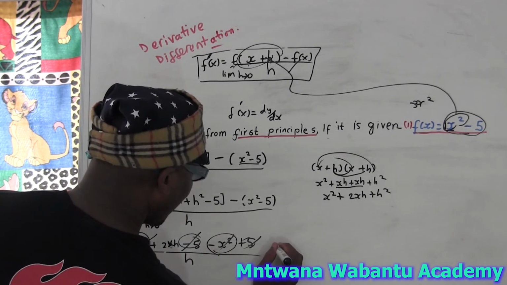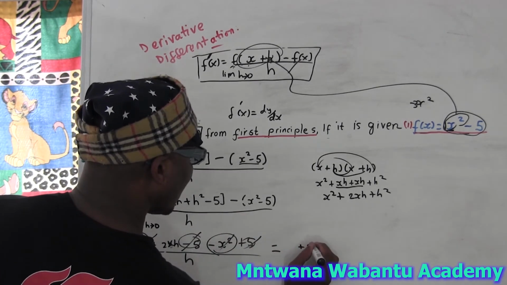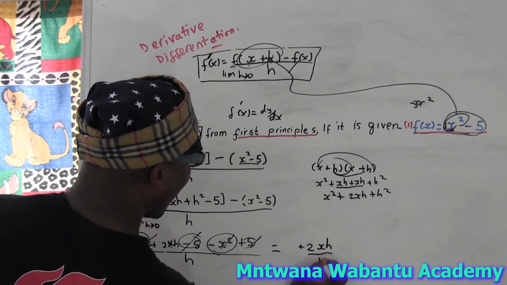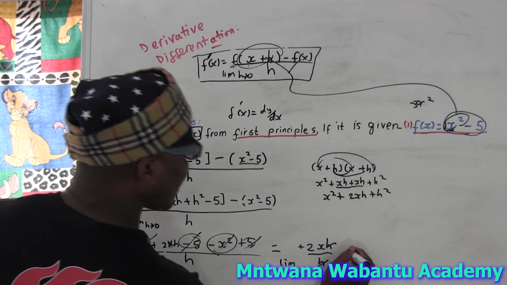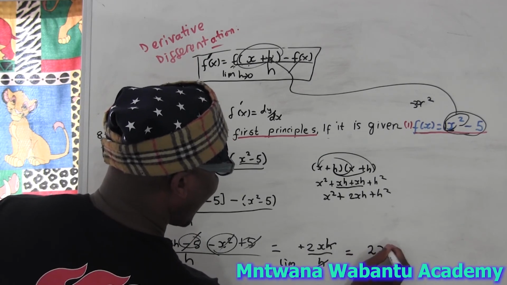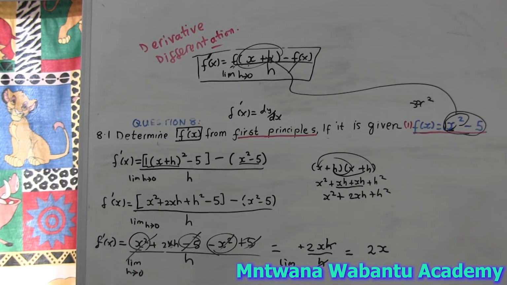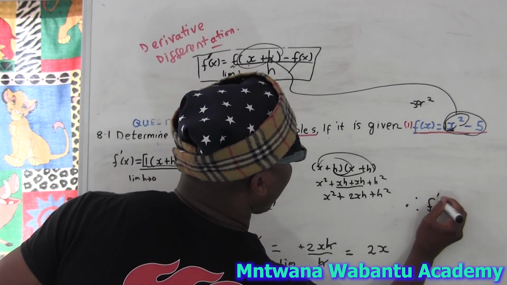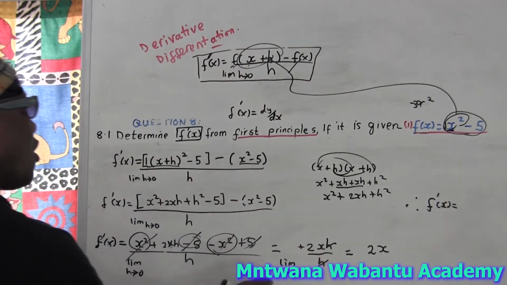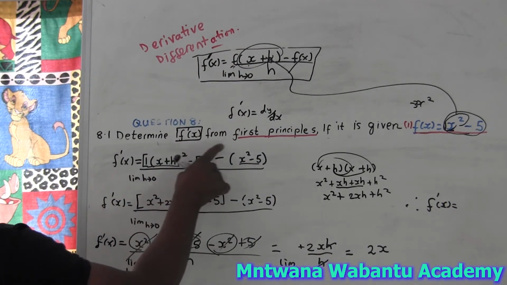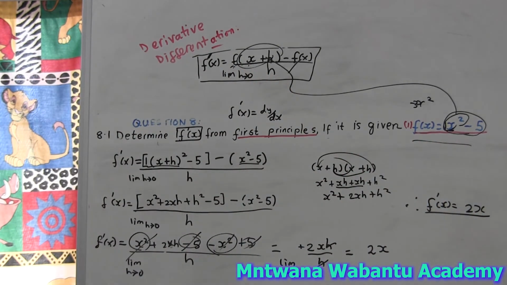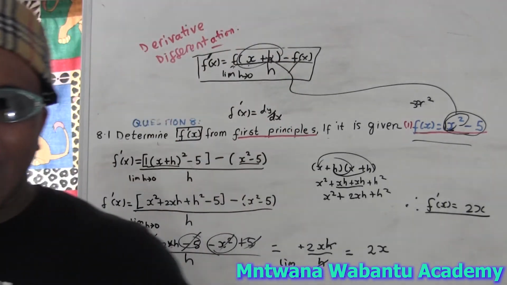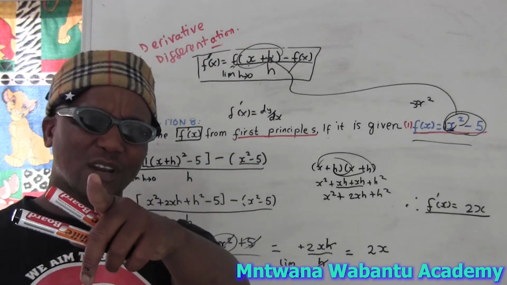So now I'm going to be left with positive 2xh over h. But I still have a limit, limit h approaches 0. So look, h and h cancel. So now this equals 2x. You know what I'm saying? 2x. So if I derive all this function here, it's going to give me what? 2x. Done. Easy, man. It's African Prime. It's African warrior. Oh no, we're not done yet, baby.